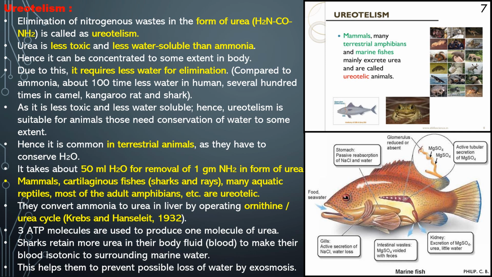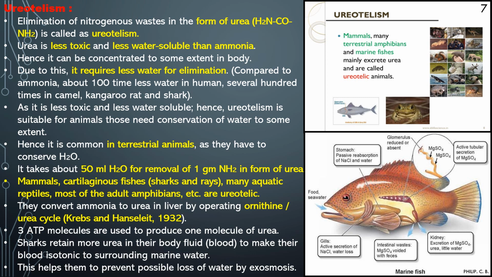Due to this, it requires less water for elimination compared to ammonia, about 100 times less water in humans, and several hundred times less in camel, kangaroo rat and shark. So we can see the difference. As it is less toxic and less water soluble, ureotelism is suitable for animals that need to conserve water to some extent. Hence it is common in terrestrial animals, or the land animals, as they have to conserve water.